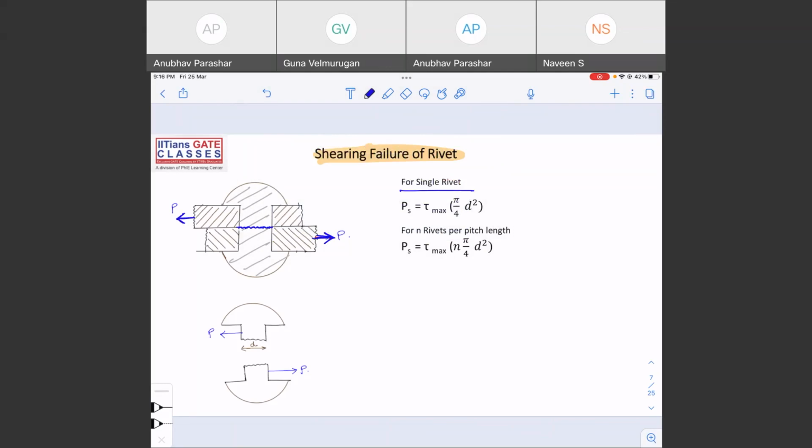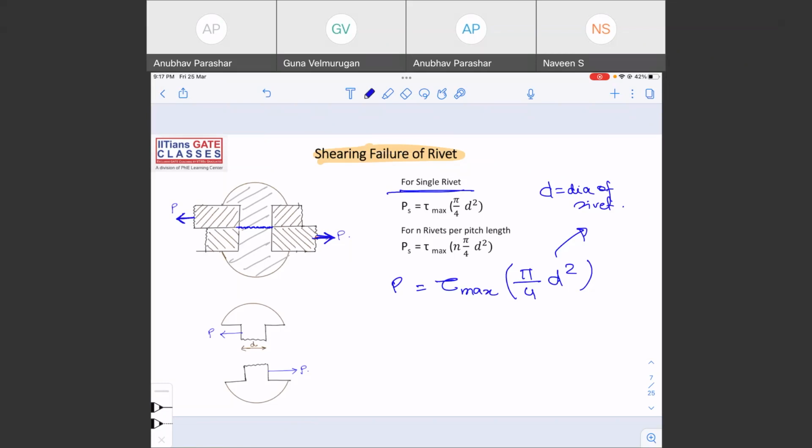So if you have a single rivet, what is the maximum shear force that can be applied? That is tau max, the allowable shear stress of the material the rivet is made of, into pi by 4 d square. What is d here? Dia of rivet. This is the shear strength for a single rivet.